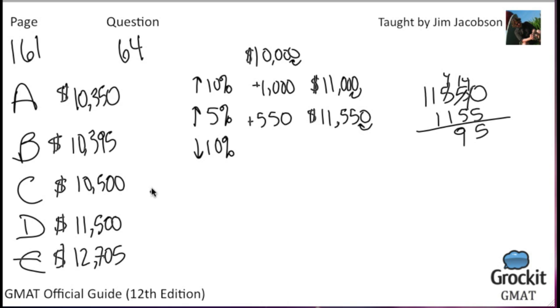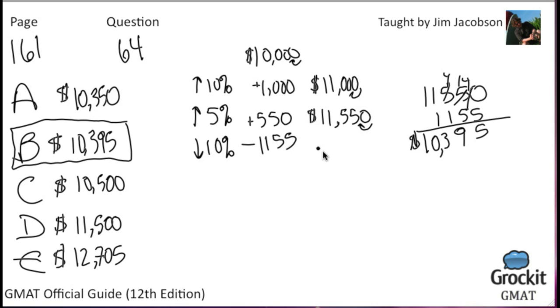Only one of the answer choices ends in 95. But let's just pretend like it wasn't going to come out that way. It does come out to be $10,395 as we expected. So it's minus 1155 and $10,395. The other answer choices, I guess, are just counting on computational errors or skipping a step.